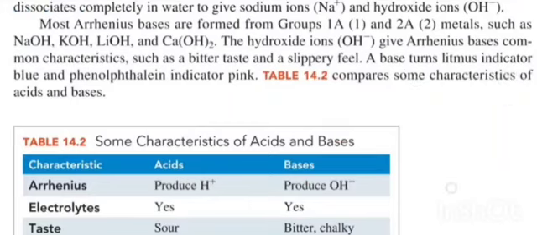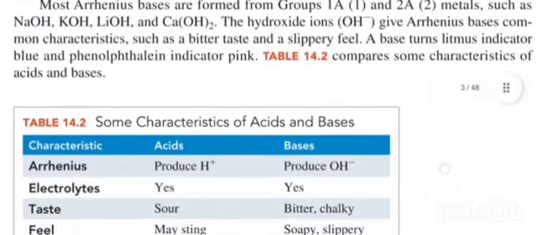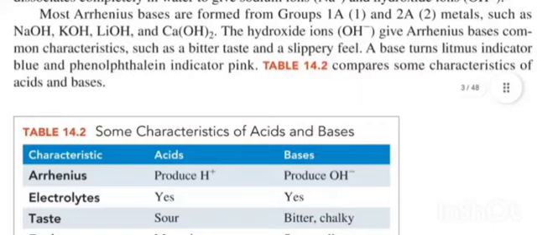Most Arrhenius bases are formed from Group 1A (1) and 2A (2) metals such as NaOH, KOH, LiOH, and Ca(OH)2. The hydroxide ions OH- give Arrhenius bases common characteristics such as bitter taste and slippery feel. A base turns litmus indicator blue and phenolphthalein indicator pink. Table 14.2 compares some characteristics of acids and bases.